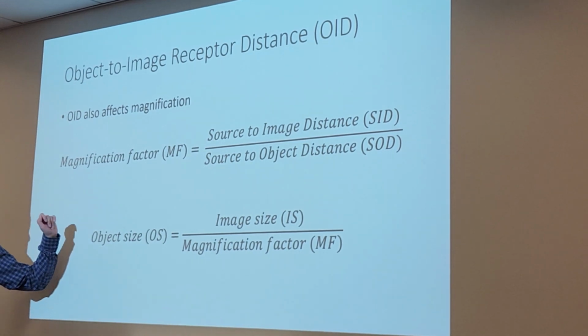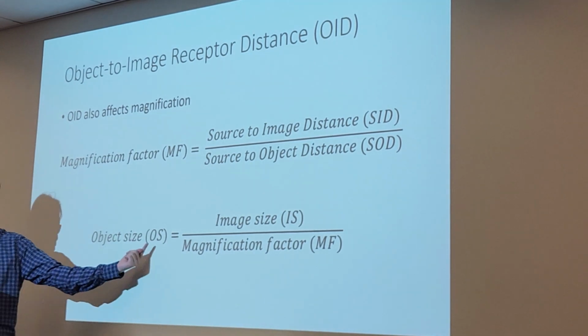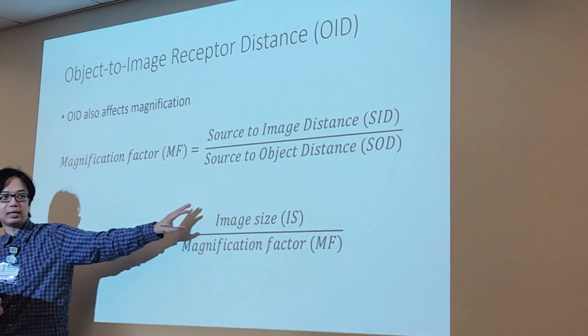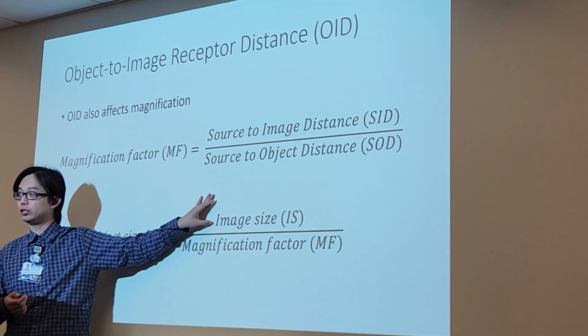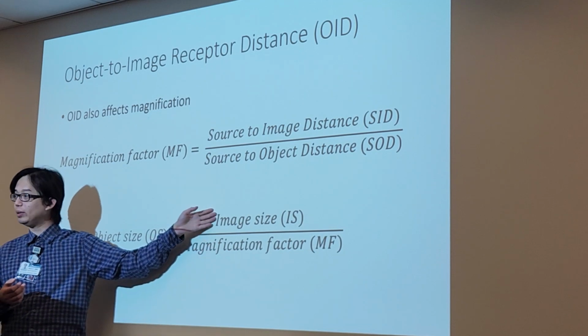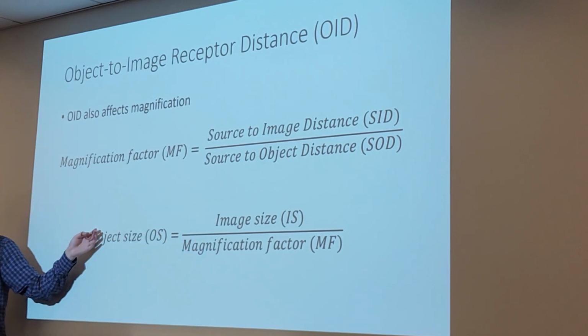However you can remember it. Okay, Oz is... but here, object size. So object size is the true size of the anatomical object, right? Image size is how big it looks on the image. Because there's magnification, the image looks bigger than the actual object. Does that make sense?